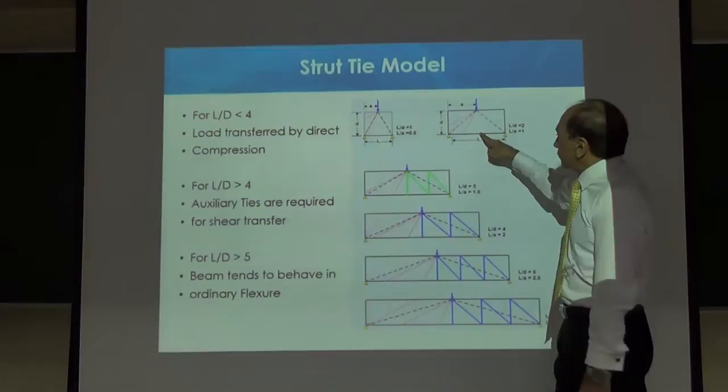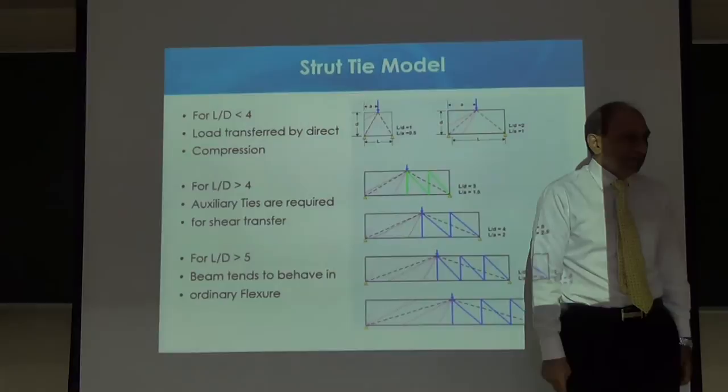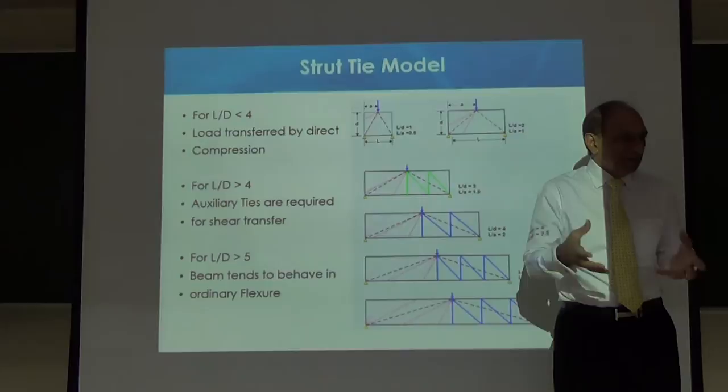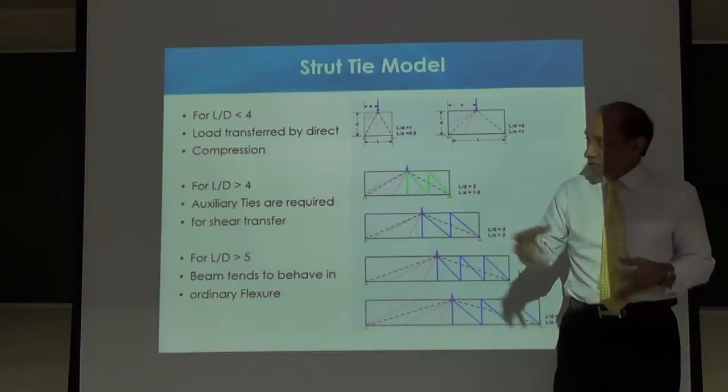Second one is this one. This is the starting case. This one is a hypothetical case, which should never occur in reality, where the span of the beam is equal to the height of the beam. This is a square block. Nobody uses that. Maybe in some extreme cases in pile cap, but it should not. It's too big. Normally, that will not be the case.